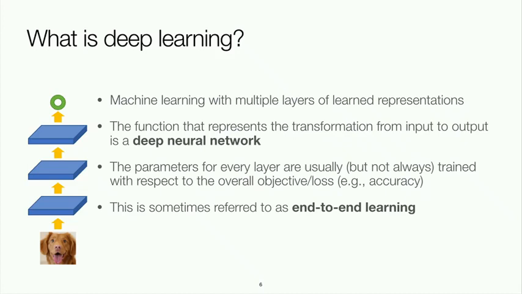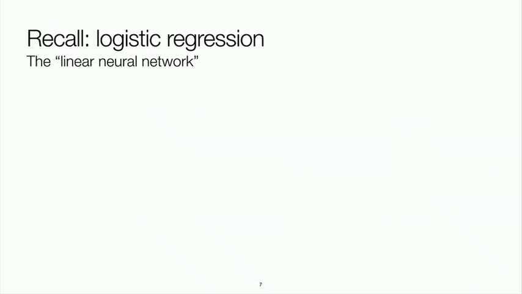Okay, then let's start going into a little bit of math, trying to figure out what our neural network is actually going to look like. We're going to start from logistic regression because, as it turns out, logistic regression is kind of the conceptual building block that we can use to understand how we're going to build neural networks.